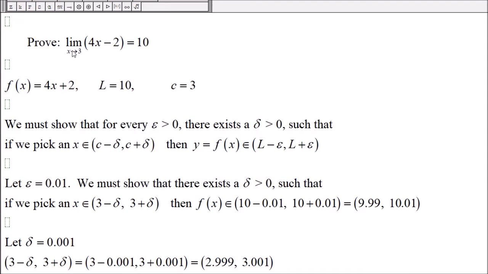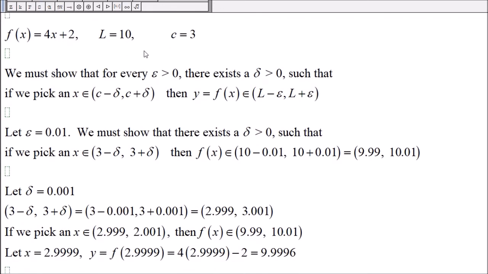Once again, we want to use the epsilon delta definition of limit to show that this statement is true. So we must show that for every given epsilon, we must be able to come up with a delta such that if we pick an x from the interval c minus delta, c is 3, and c plus delta, then the corresponding y value, or f of x, is inside the interval of L minus epsilon and L plus epsilon. Once again, L is 10.